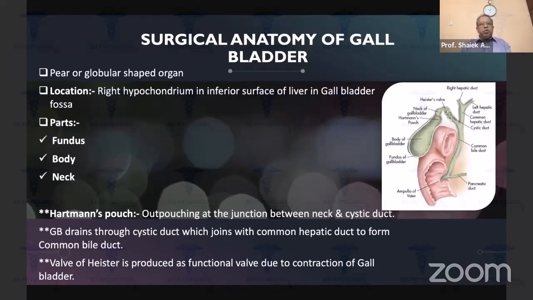It is a pear-shaped globular organ, located in the right hypochondrium on the inferior surface of the liver, in the gallbladder fossa. It has three parts: fundus, body and neck. Hartmann's pouch is the outpouching at the junction between the neck and the cystic duct. The gallbladder drains through the cystic duct, which joins with the common hepatic duct to form the common bile duct. The valve of Heister is produced as a functional valve due to contraction of the gallbladder.